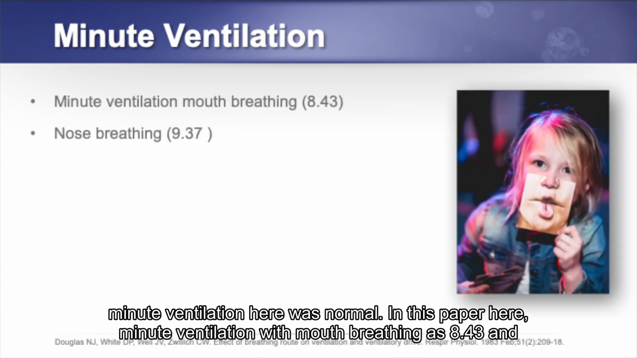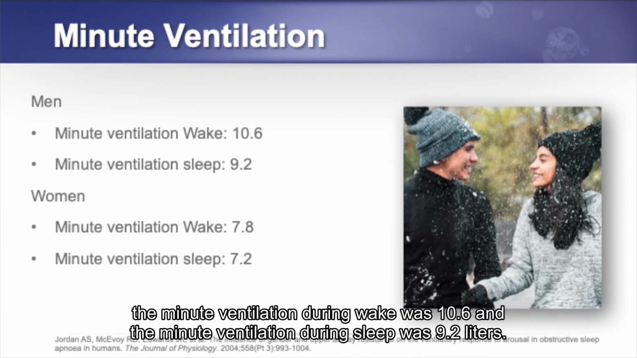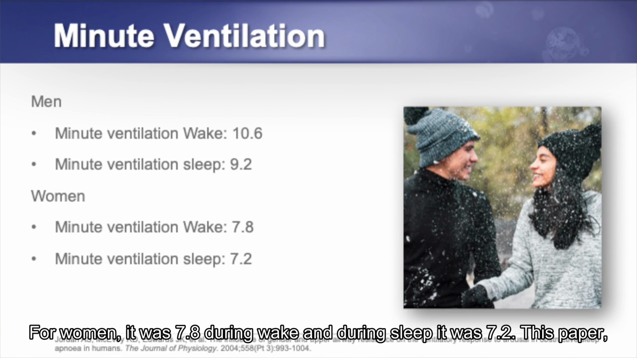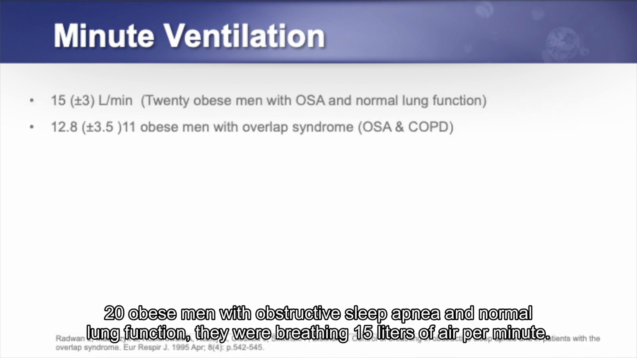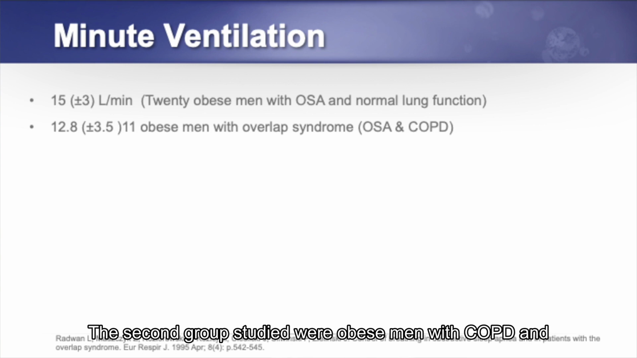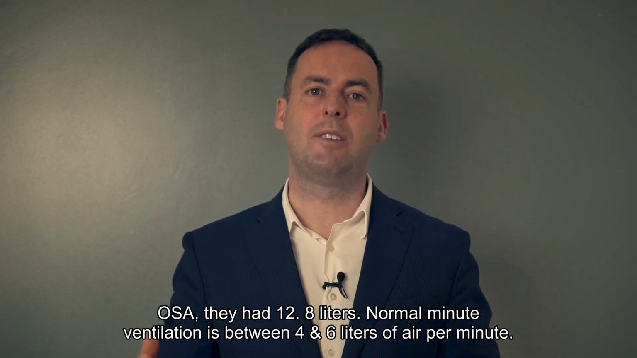In this paper here, minute ventilation with mouth breathing is 8.43 and nose breathing is 9.37. With this paper here, the minute ventilation during wake was 10.6 and the minute ventilation during sleep was 9.2 litres. For women, it was 7.8 during wake and during sleep it was 7.2. This paper, 20 obese men with obstructive sleep apnea but with normal lung function, they were breathing 15 litres of air per minute. The second group studied were obese men with COPD and OSA. They had 12.8 litres. Normal minute ventilation is between 4 and 6 litres of air per minute.